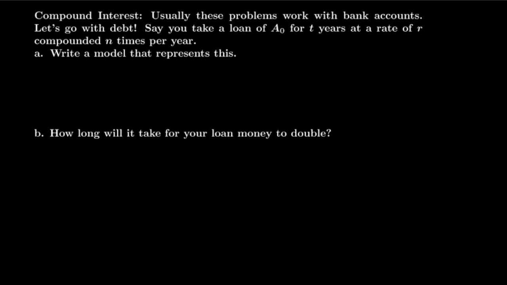So let's say you have a loan of a sub 0, or a naught. The reason why naught is because that means 0 in the UK, I believe, or some other places. I don't think as much in America. So do that for t years at a rate of r, and that's compounded n times per year. So let's put that into some logic.